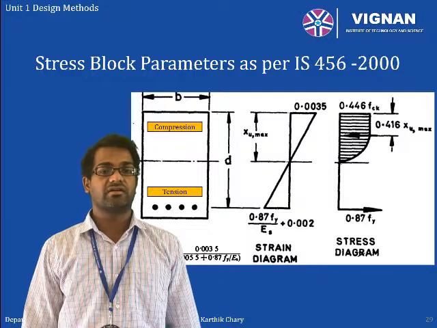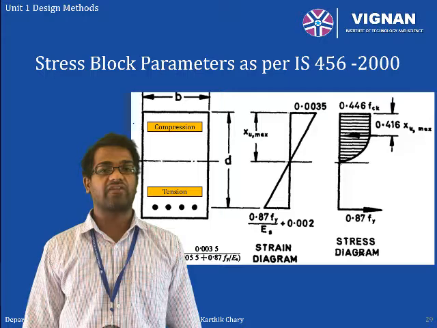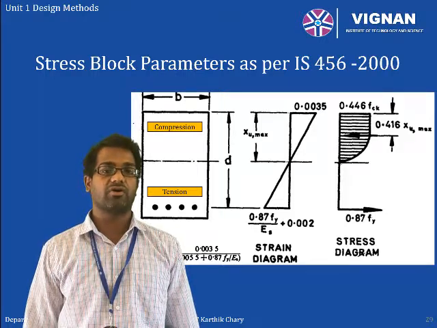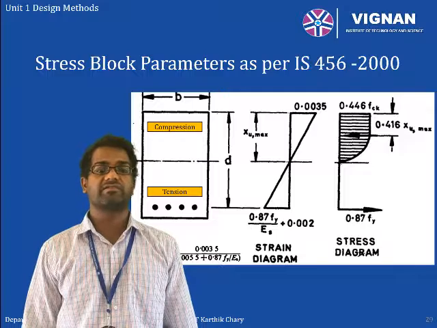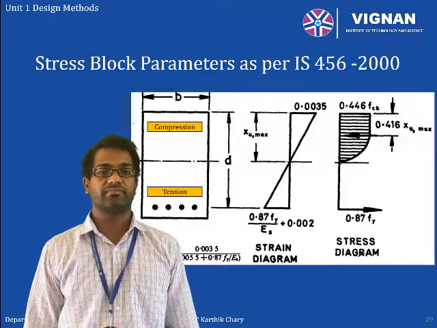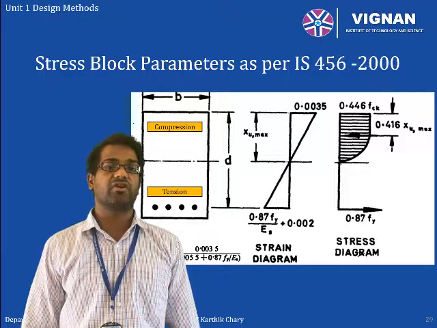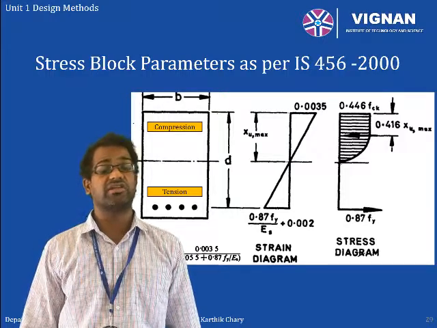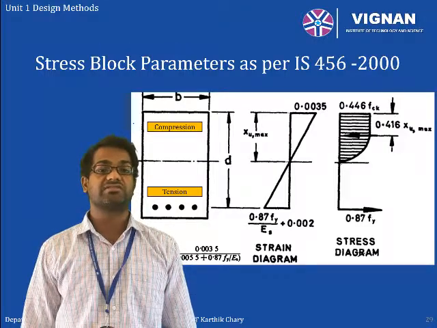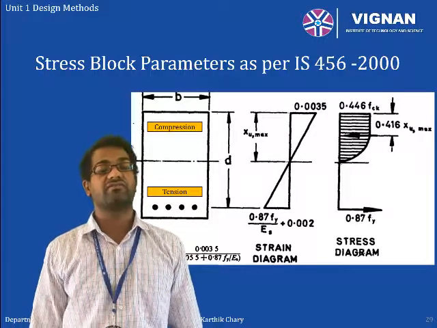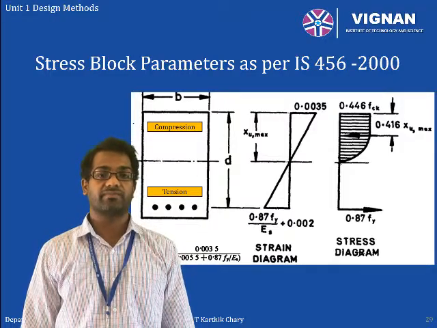In SP16 it is clearly said that the center of gravity of the stress diagram of the concrete lies 0.416 from the top extreme fiber, and as the strength of the concrete in tension is totally neglected, the entire tension is taken by the steel alone. So the strength of steel we have discussed is 0.87 Fy.